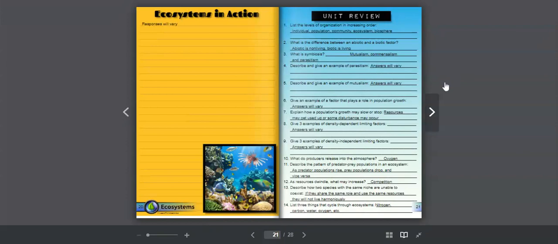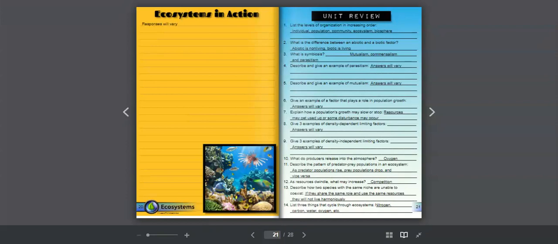Here we go. List the levels of organization in increasing order for number 1. And that would start out with an individual organism. And from there, we have a population, which is the number of the same species. From there, we have a community, which is many different species living in an ecosystem. From there, we have the ecosystem, which is made up of both the living, the biotic, and the non-living, the abiotic factors in an area. And then from there, we go to biome and then biosphere.